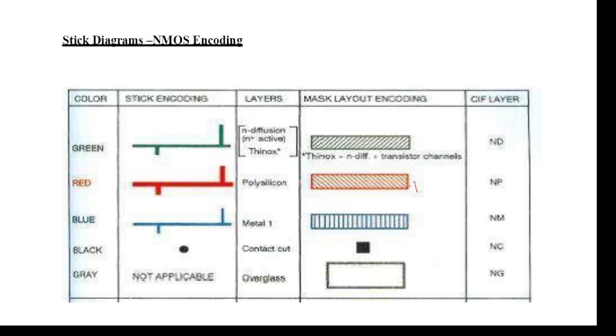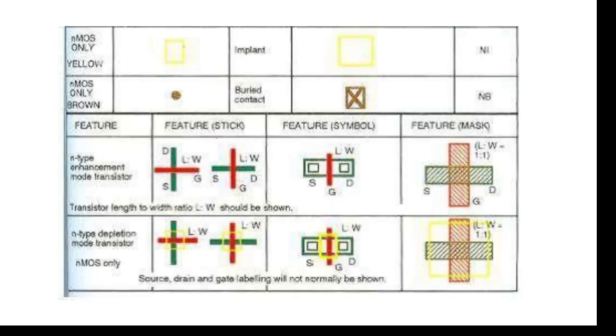And this is a polysilicon material. Polysilicon is used to design gate materials. So red color is used for poly and metal is blue color. And we can see this transistor symbol. These are the stick symbols and these are the mask layout transistor symbols. Either way, we can use green over poly or poly over green.